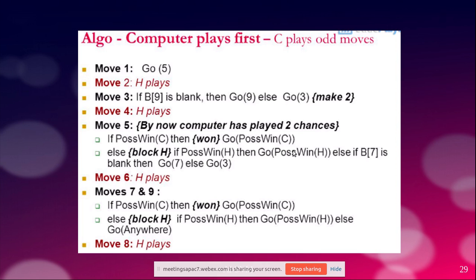So if 3 was blank, then 3 will be selected. You have said 7 is verified. If 7 is not blank, which means 7 was used, not 3, therefore 3 should be blank. So directly go to 3. Then allow human to play. Then again check, can C win? If so, make the winning shot and declare yourself winner. Otherwise, block the human from winning. Otherwise, select any blank cell. Then allow human to play. At the ninth step, do the same thing.